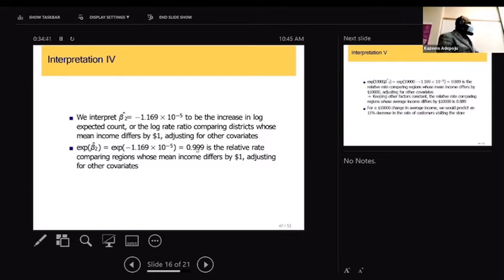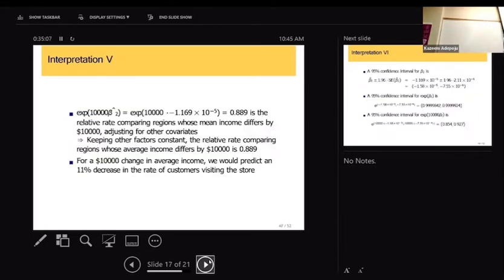Now, 0.99 is actually the relative rate comparing regions whose mean income differ by $1, after adjusting for the covariates. Do you know that $1 is very, very small? You can try a $100 increase. You can try a $1,000 increase. Let us see now. Here we want to consider a $10,000 increase in the mean income. That's what I want to do now.